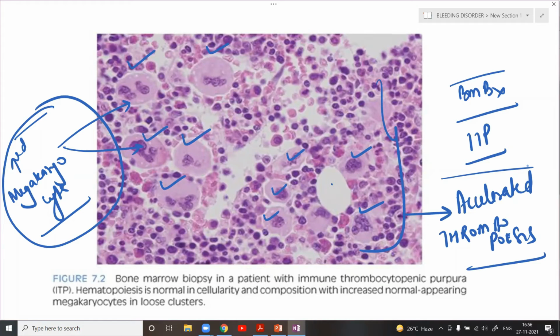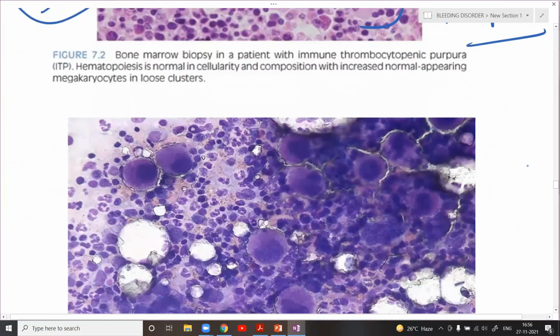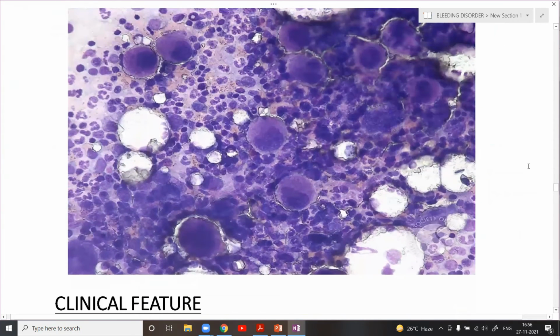Will this always be clear in your mind, everyone? Yes? Is this concept clear to everyone? Now I will show you this. Now I will tell you why it is called increased megakaryopoiesis.